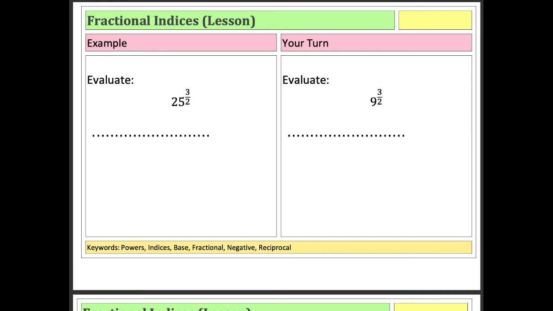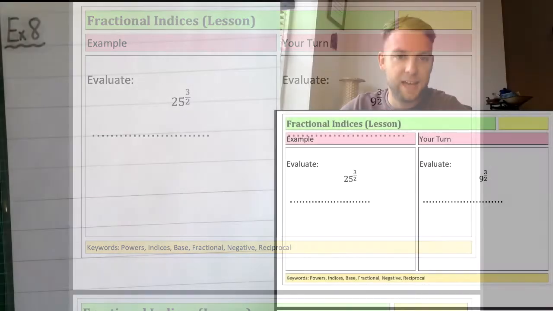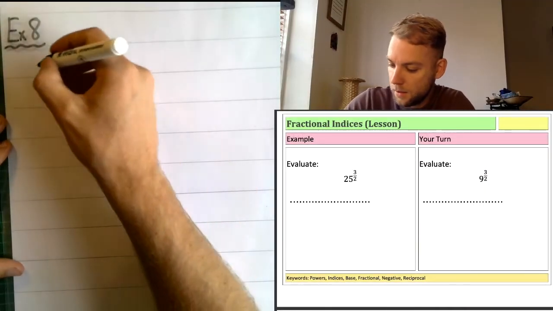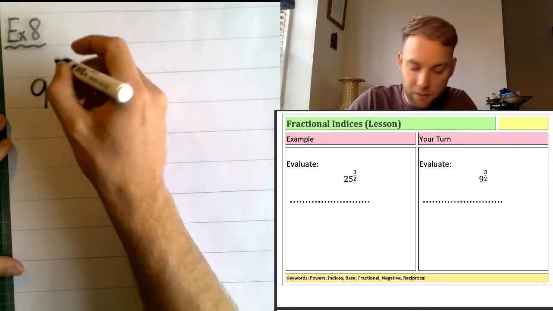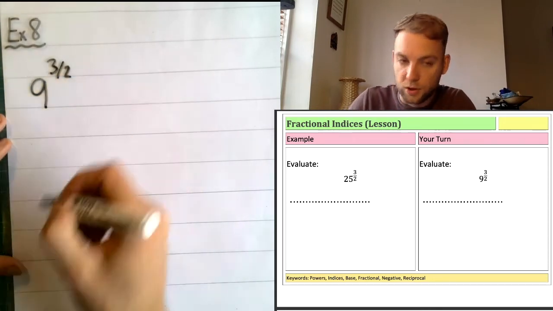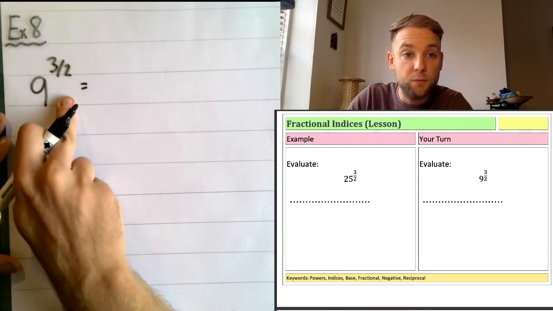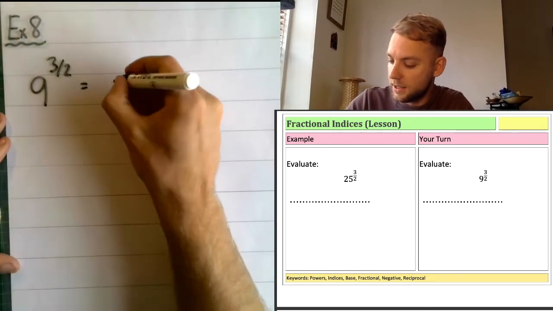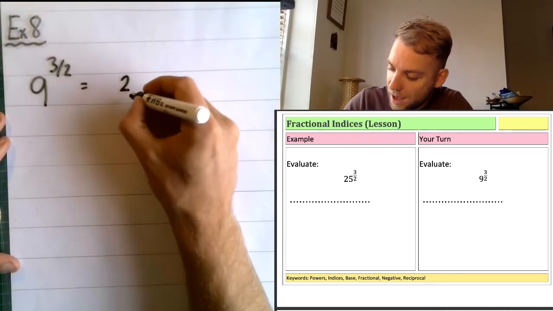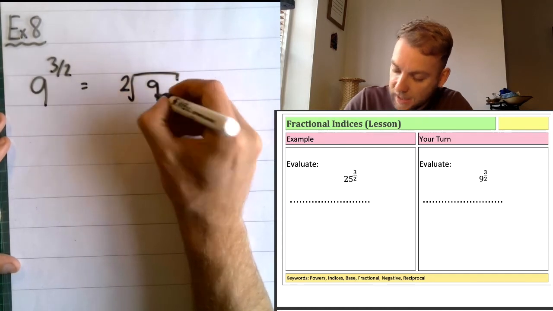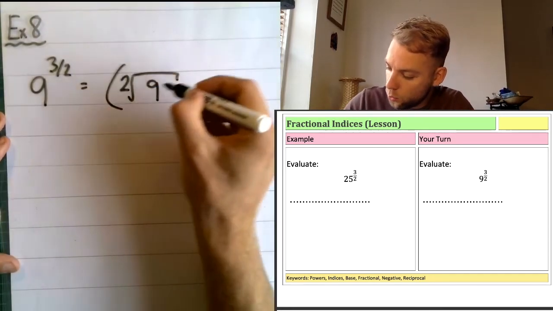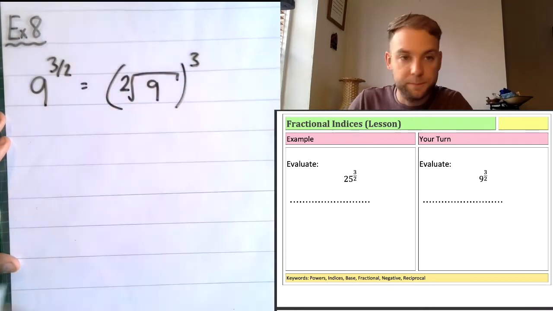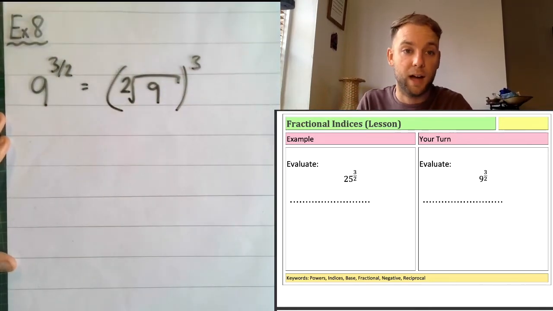Okay, let's have a look at this one together then. I think we should be starting to get this now and understand it, hopefully. So we've got 9 to the power of 3 over 2. Now remember, the bottom is the root, top is the power. So this is going to be the square root of 9, all to the power of 3. That's the first stage. You've got to know that.